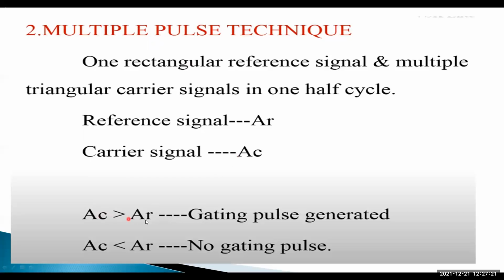Here also, if AC is greater than AR, then a gate pulse is generated. If AC is less than AR, no gate pulse is generated. Carrier signal greater than the reference signal, gate pulse is generated; carrier signal less than the AR, no gate pulse is generated. This gate pulse can be produced by using a comparator, which compares the two signals and generates pulses.